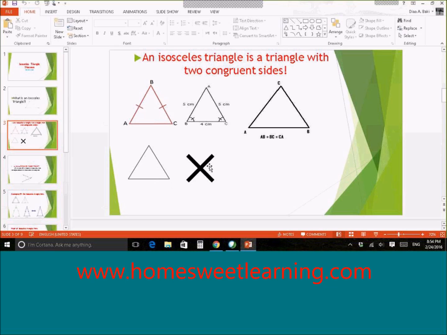So even if they look to you that they are equal, and there is no given that says they are equal, we cannot assume it is an isosceles triangle. We cannot assume that the two sides are congruent. Hence, I would say this is not an isosceles triangle because simply I don't have enough information. So this is the definition, I repeat, of an isosceles triangle. An isosceles triangle is a triangle with two congruent sides.